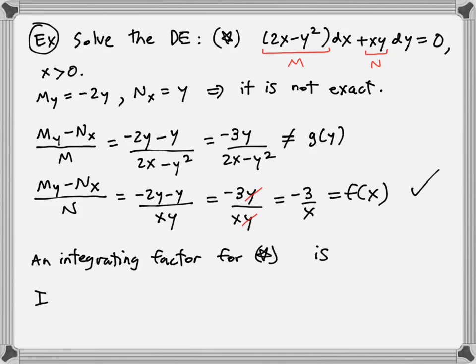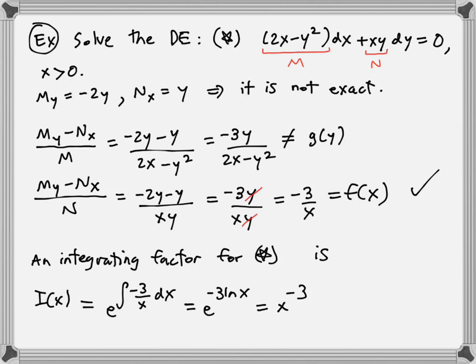Remember the way you find the integrating factor is e to the integral of that f of x that we got, so negative 3 over x dx. Okay, what would the integrating factor be then? This is e to the negative 3 ln x, which is just equal to x to the negative 3.